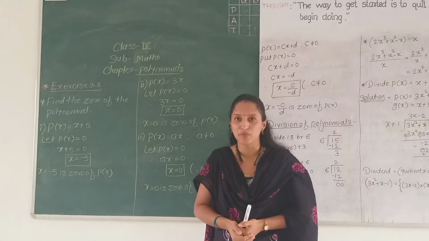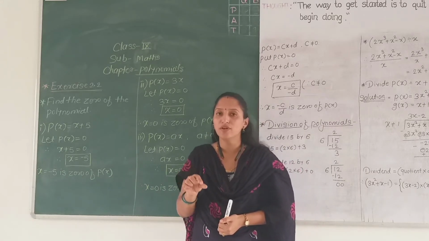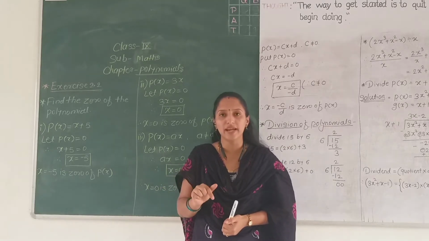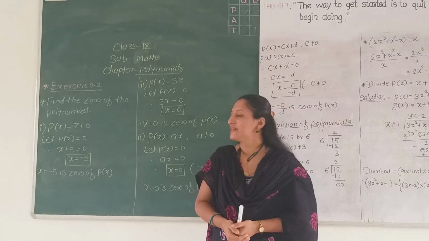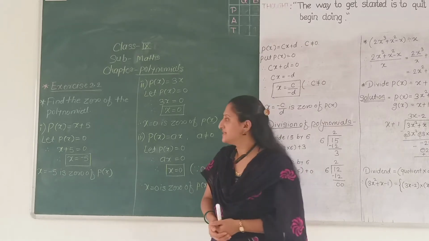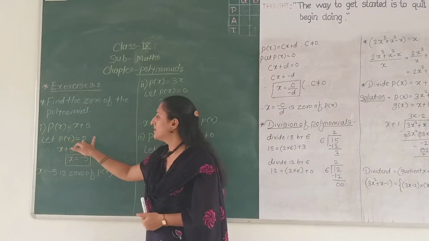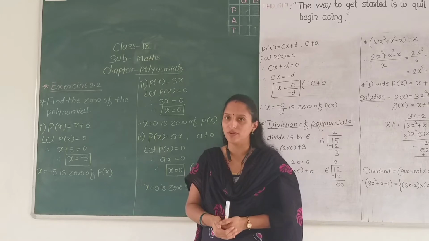Answer is 0. Okay, C is the value or 0 of the polynomial if we get P of C is equal to 0. That means whenever we want to find 0 of the polynomial, just equate this polynomial with 0. You can easily find 0 of the polynomial.